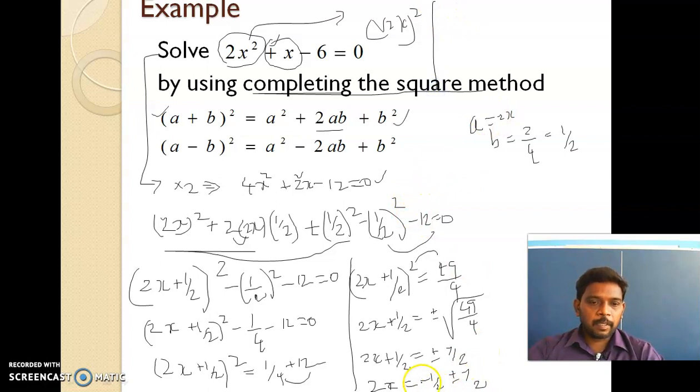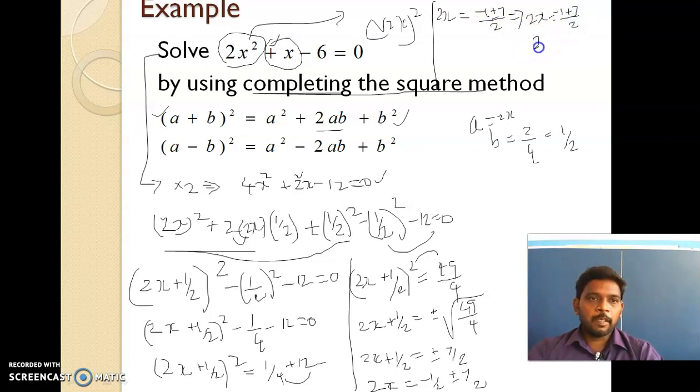So when we simplify this, 2x equals, here the LCM is 2 only, so (minus 1 plus or minus 7)/2. So you can split the negative term and the positive term, right? So 2x equals, first I am going to write the positive term, so minus 1 out of plus or minus, plus only now I am going to take, so plus 7 divided by 2, right?